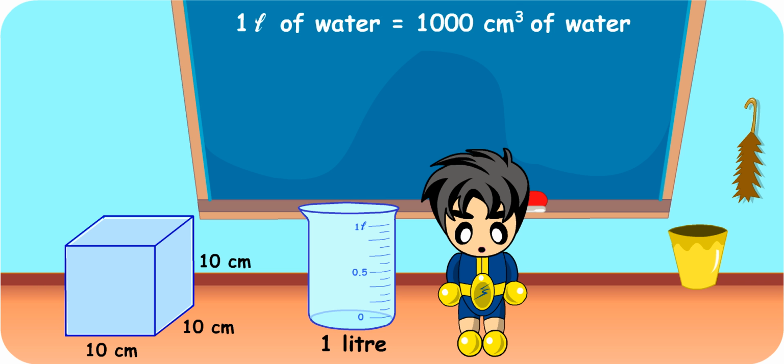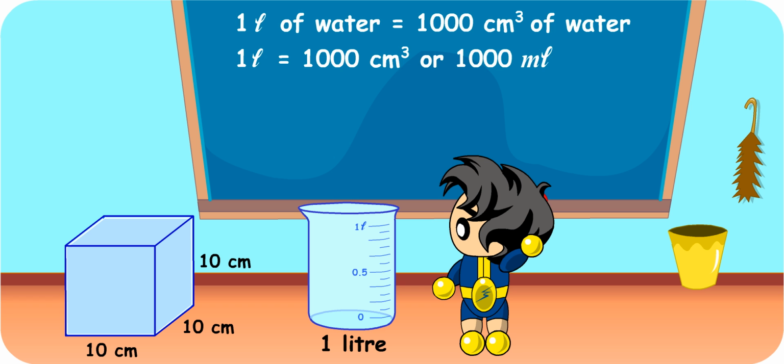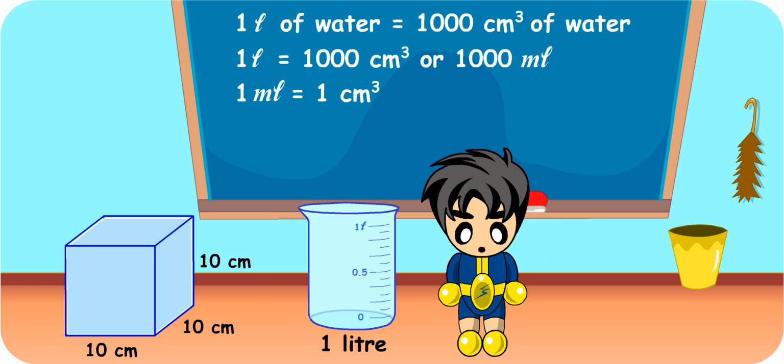Well said, Turbo Boy. As 1 liter is also equal to 1000 milliliters, we can say 1 liter is equal to 1000 cubic centimeters, or 1000 milliliters. As 1000 cubic centimeter is 1000 milliliters, 1 cubic centimeter is 1 milliliter, teacher? Absolutely right.